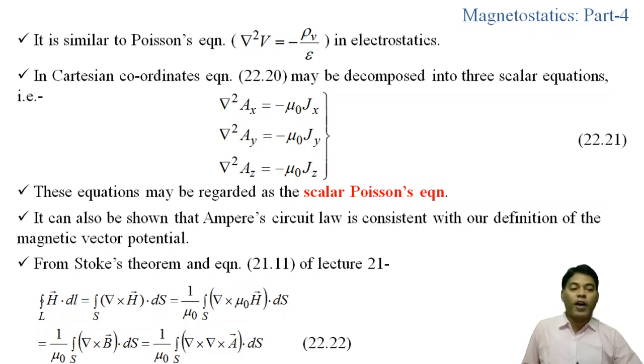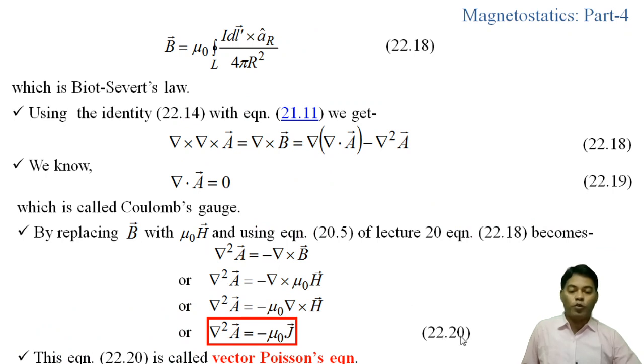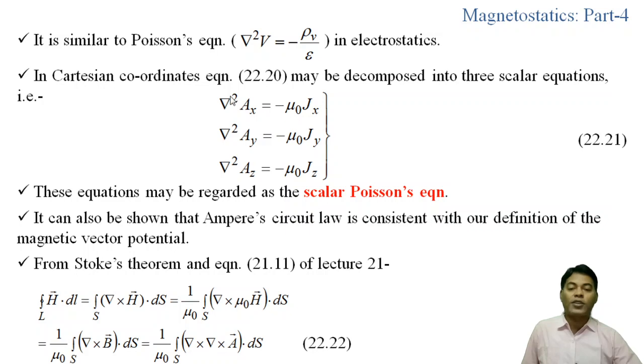Now if we divide this expression 22.20 in the directions of x, y and z, that is, into three components, then we have grad square Ax equals minus mu naught Jx, grad square Ay equals minus mu naught Jy, grad square Az equals minus mu naught Jz. So this expression 22.21 is called the scalar Poisson's equation.